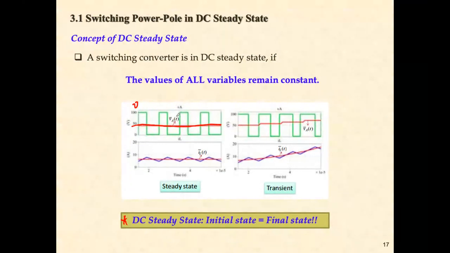Now here in the DC-DC converter topic, you can use this: capital letter V with the subscript A. A here stands for the identity of the switching power pole. It is because there should be more than one switching power pole in the converter.